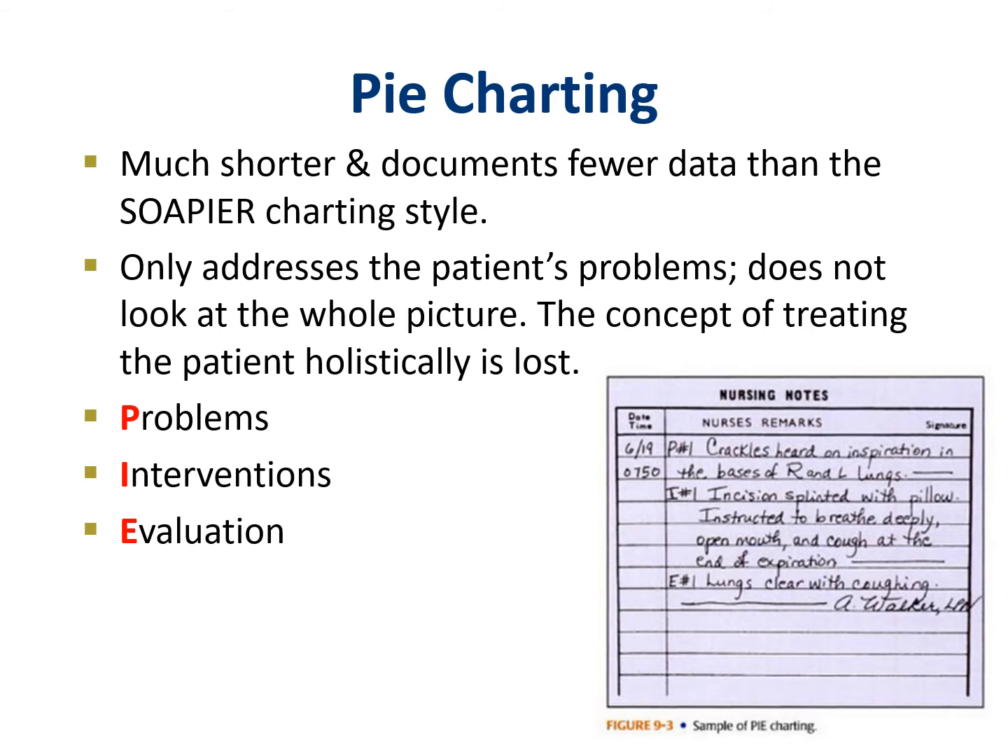So in this example here that's on the slide, we have the problem, crackles heard on inspiration in the bases of right and left lungs. I, the interventions, well, what did we as a nurse do about that? Incision splinted with pillow, instructed to breathe deeply, open mouth, and cough at the end of expiration. E, evaluation, is that the lungs cleared with coughing. So that is an example of PIE charting.